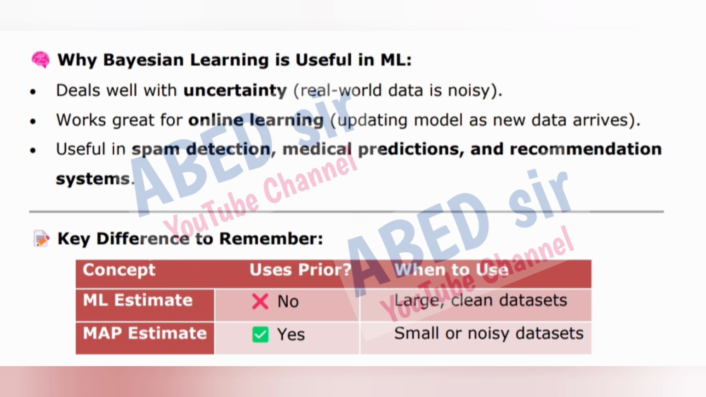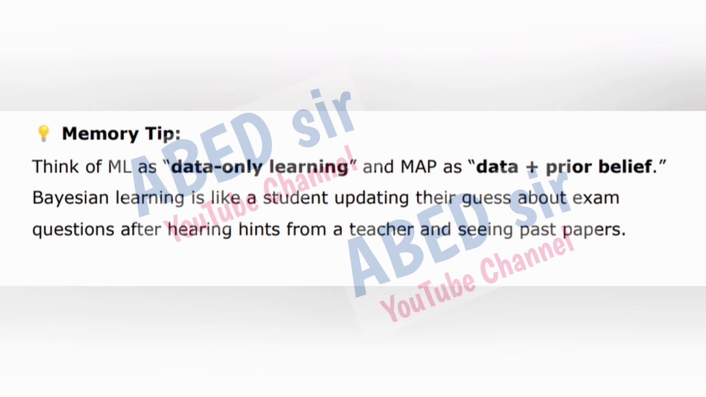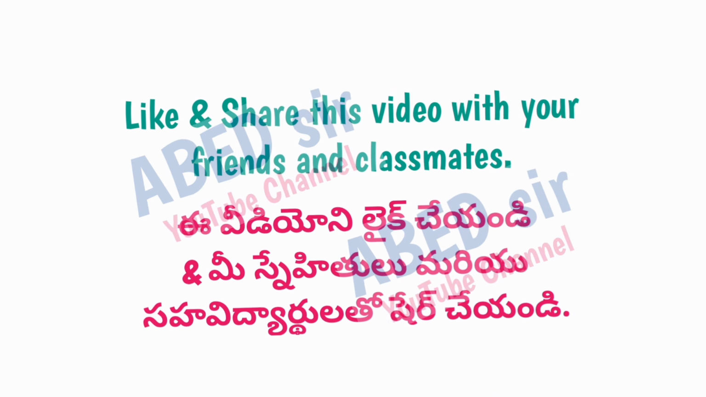Key difference to remember. Concept: uses prior. When to use. ML estimate: no prior, large, clean datasets. MAP estimate: yes prior, small or noisy datasets. Memory tip. Think of ML as data-only learning and MAP as data plus prior belief. Bayesian learning is like a student updating their guess about exam questions after hearing hints from a teacher and seeing past papers.